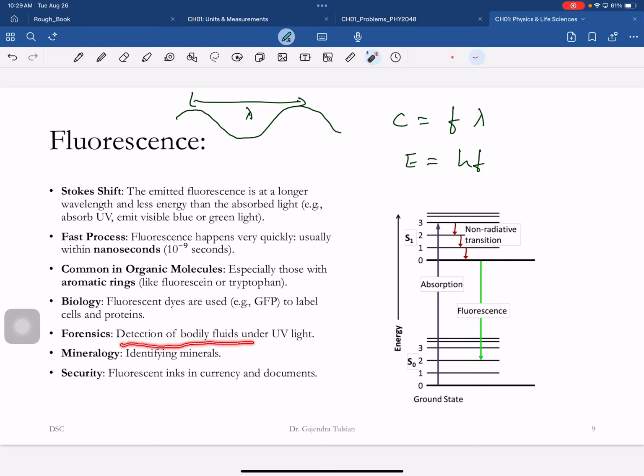So detection of bodily fluid using UV light. If there are microscopic quantities of your bodily fluid someplace in a forensic setting, there are fluorescent molecules. You shine UV light, and you can detect those fluorescent molecules. Also in identifying minerals, and ink in currency and documents. There are fluorescent ink molecules in currency. When you've seen people put currency notes under a light, they're putting it under UV light.